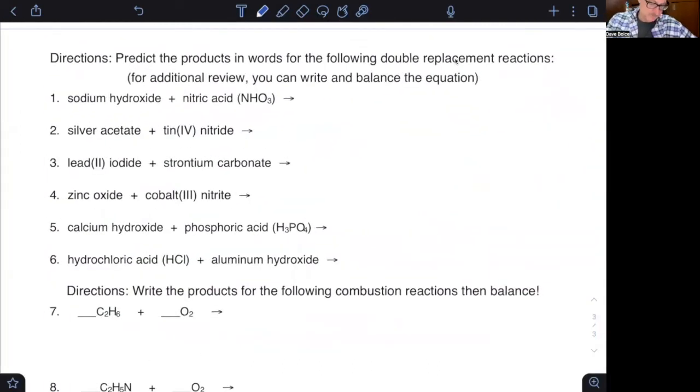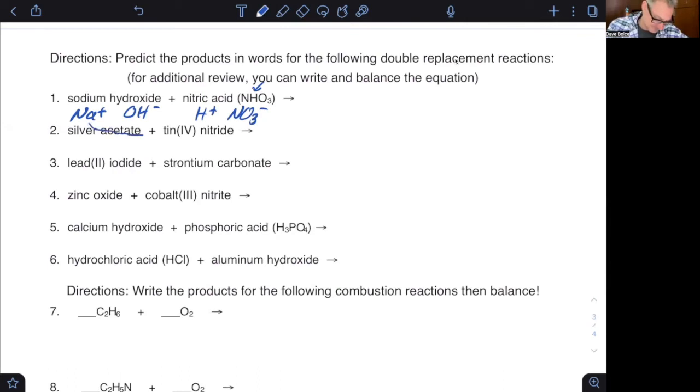Predict the products, in words, of the following double replacement reactions. Now, double replacement, we don't have to worry about the reactivity series anymore, so that's nice. Let's take a look at what's there. Sodium hydroxide and nitric acid. In this case, the hydrogen is going to split off, and we're going to be left with nitrate, NO3. And they're just going to swap partners like dance partners here.